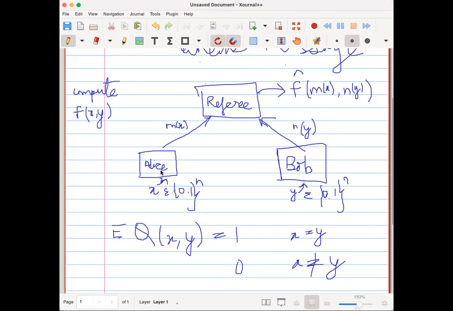And think of Alice as having private coins. So this mapping from x to mx is a private coin algorithm. This mapping from y to ny is a private coin algorithm. If you want, you can even make the referee private coin. So this function f hat is a randomized function. The referee uses private coins to compute it. And what we require is, for each pair x comma y, with probability, so now the source of the probability is only coming from the private coins of Alice, Bob, and the referee. So for each x comma y, the output of this procedure should equal the ideal function with probability at least one minus epsilon. Okay. So is this setting clear?